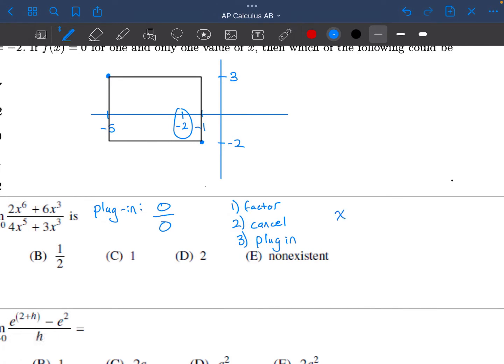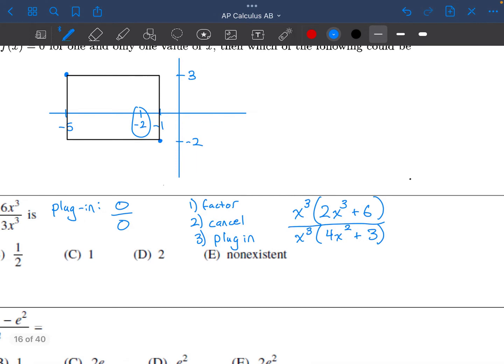So I'm going to get an x to the power of 3 factored out. That leaves me with a 2x to the power of 3 plus 6. And for the denominator, I'm going to factor out another x to the power of 3, leaving me with 4x to the power of 2 plus 3. I don't know why I had a brain fart there.